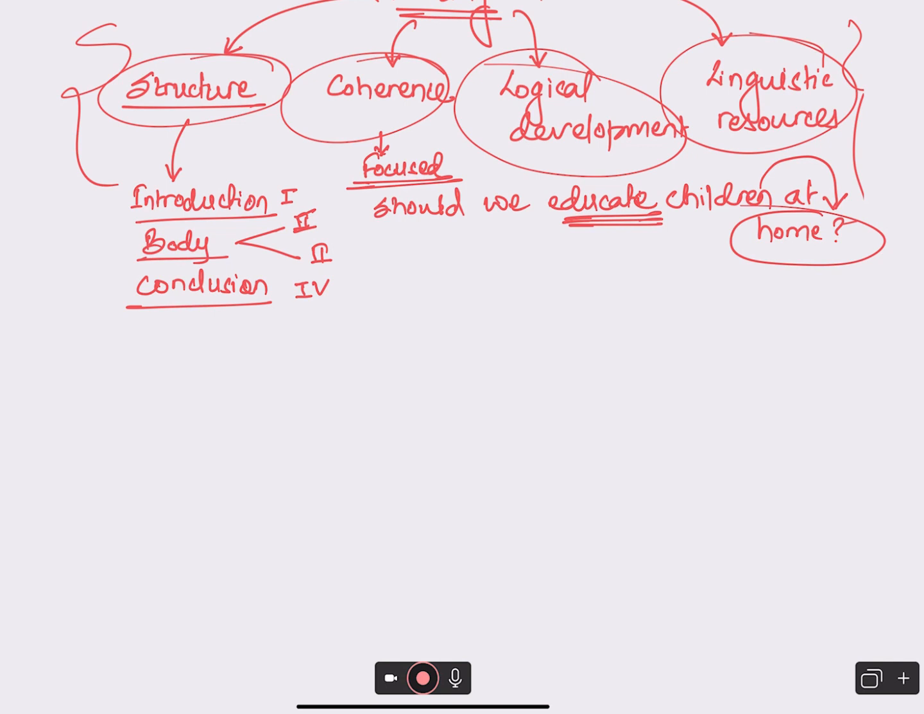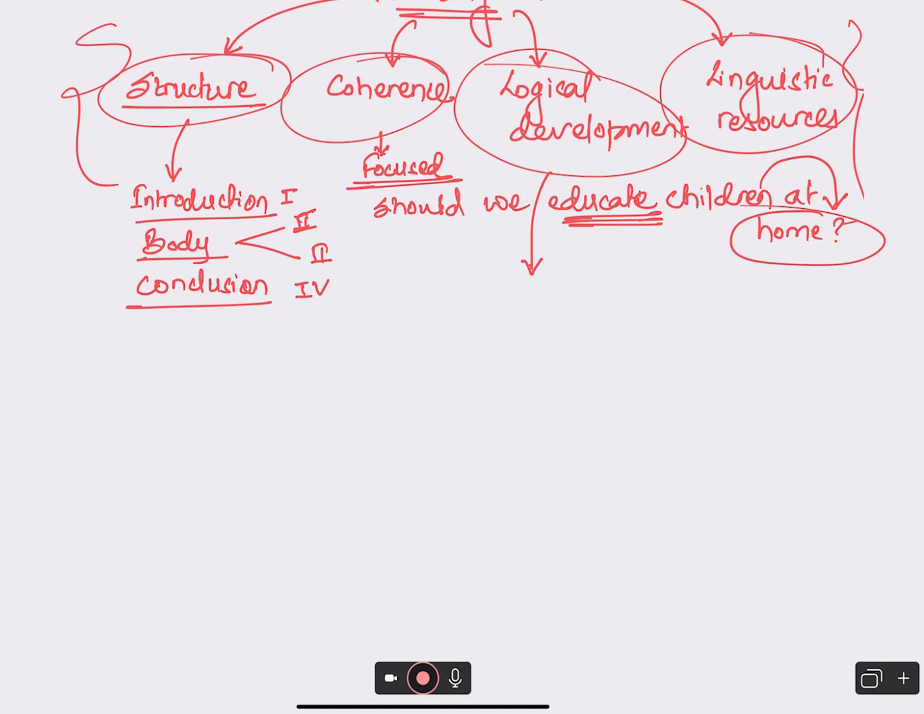And that's what brings us to our third element, that is logical development. When you are doing this, you have to make sure that you don't jump from one idea to another idea, and you have a proper logical development of your ideas. What that means is, of course, in the introduction, you introduce the topic, you write a short background, and you write a thesis statement.